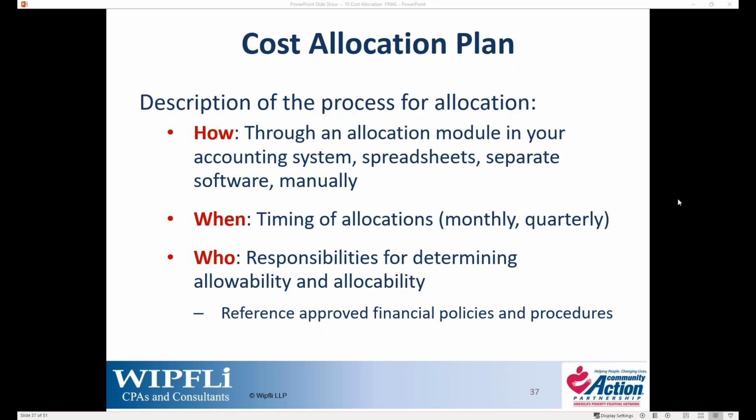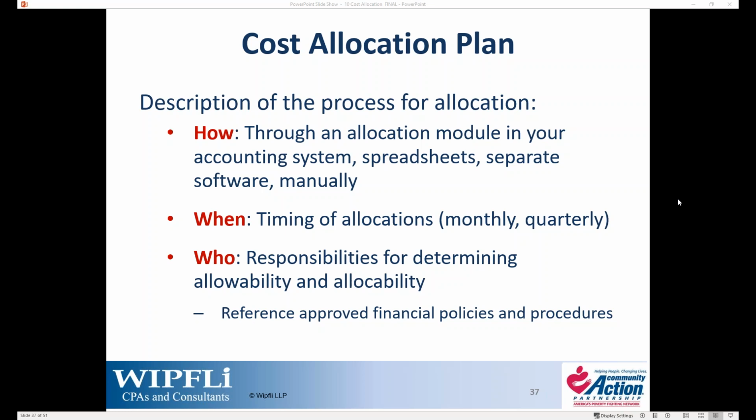Your cost allocation plan should also have a description of the process. So the first is the how. Through an allocation module in your accounting system, spreadsheet, separate software, manually, how do you actually do the allocation? We program our software to do it. We run a spreadsheet. We use other software. However it is, how do you do cost allocation?